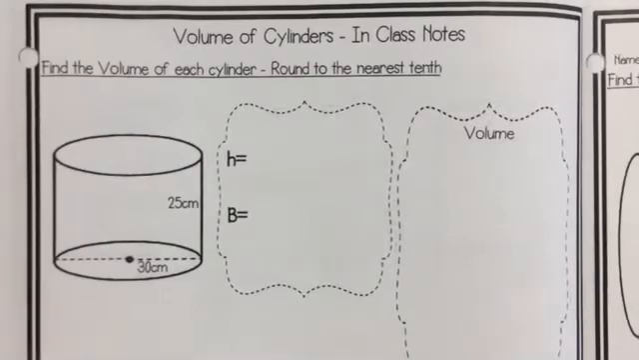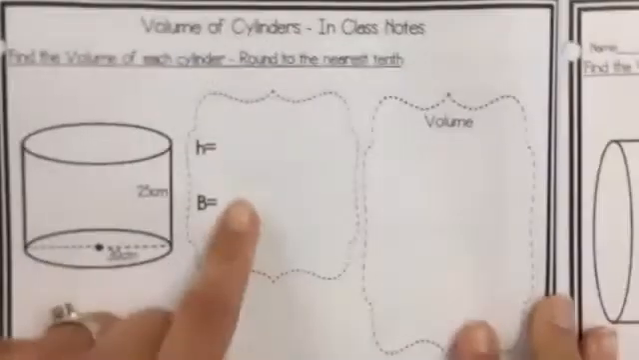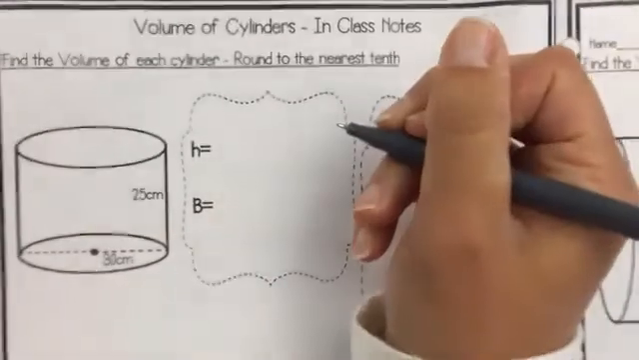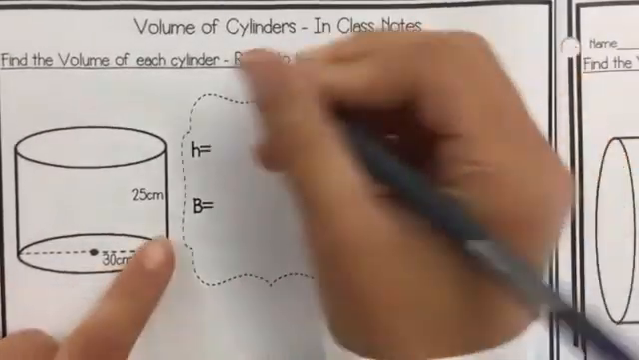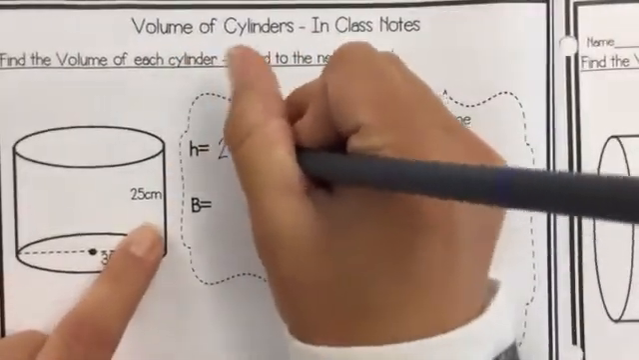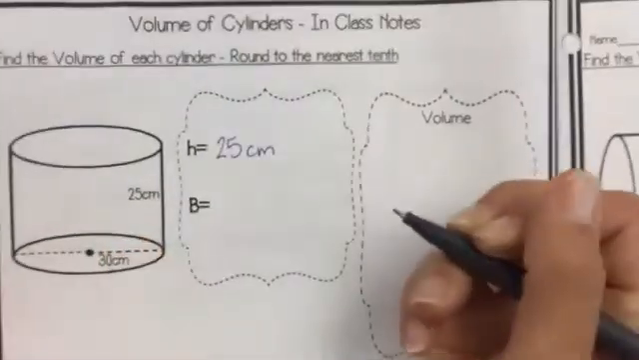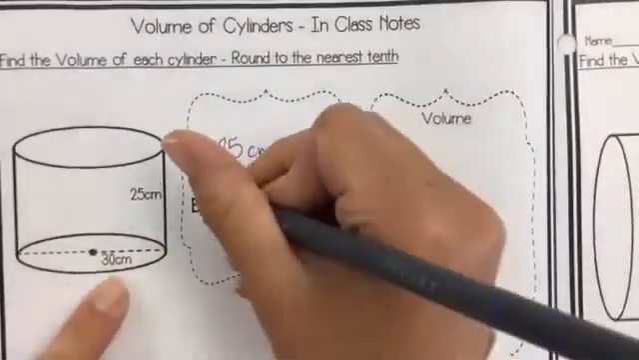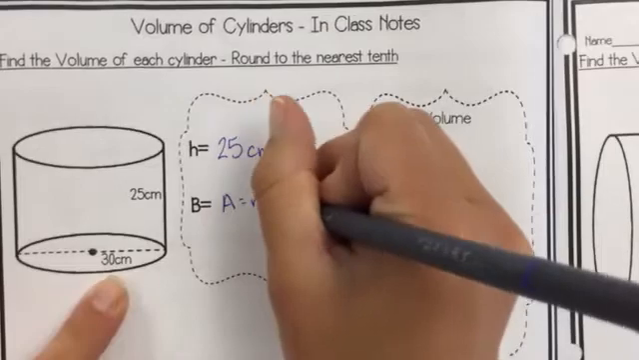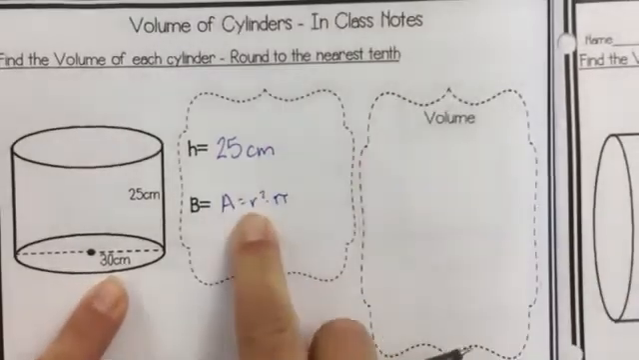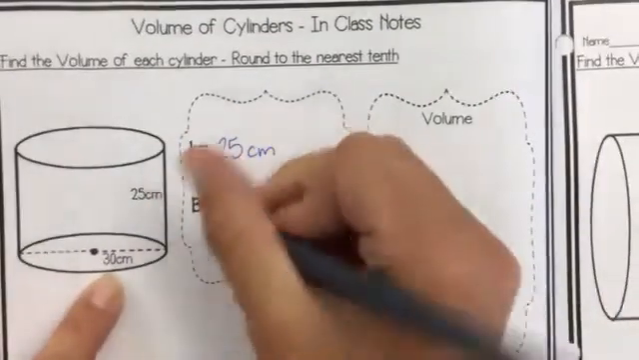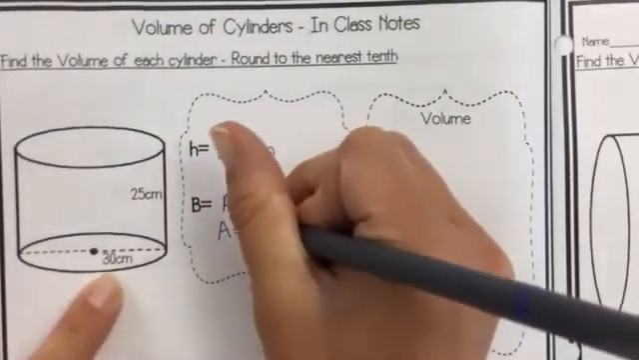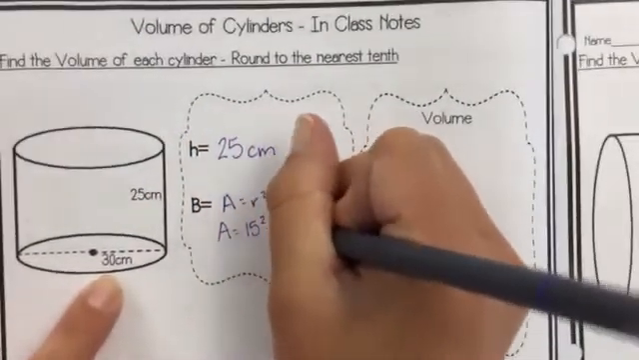Our height on the first one is what? 25 centimeters. I don't know why I said 27. Okay. And then to find the area of the base, remember we're doing radius squared times pi. So I'm going to need to figure out what my radius is. What's my radius of the shape? 15. So my area is going to be 15 squared times pi.